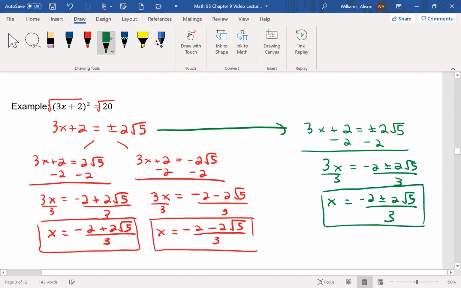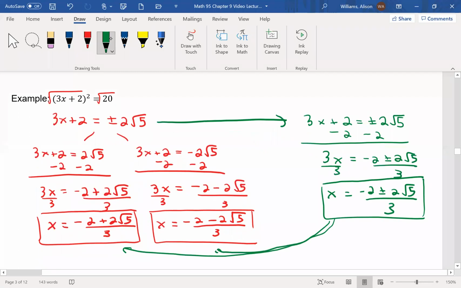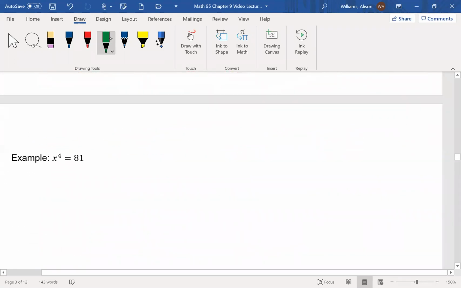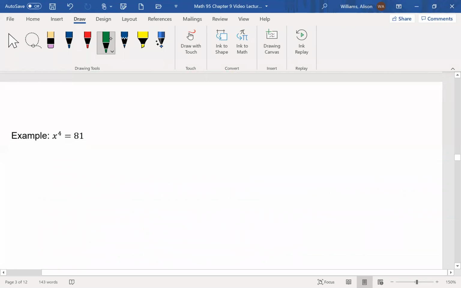And this is the same as these two. It's just broken up into a positive case and a negative case. So it works either way. Okay, so let's look at a higher exponent. I know we're not as comfortable working with some of these higher exponents and higher radicals, which is why I wanted to take a moment to do that. And then we're going to talk about some of the cube roots and fourth roots and so forth.